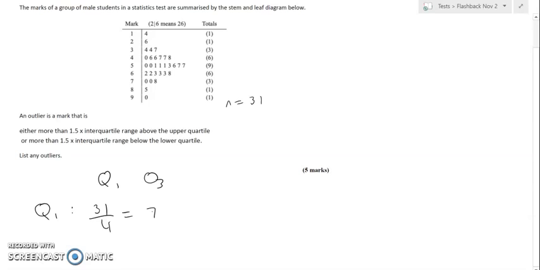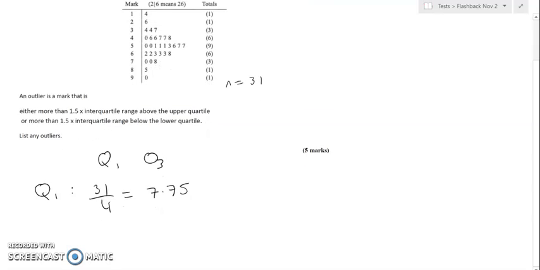And because that comes out as 7.75, any decimal value here, you would always round up. And that tells you what position the lower quartile is in. So the lower quartile is in 8th position, so it's the 8th value. And you need to write the numbers in order before you do this. Luckily, because we've got stem and leaf, these are already in order.